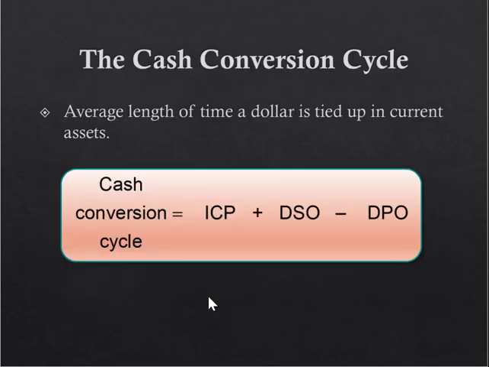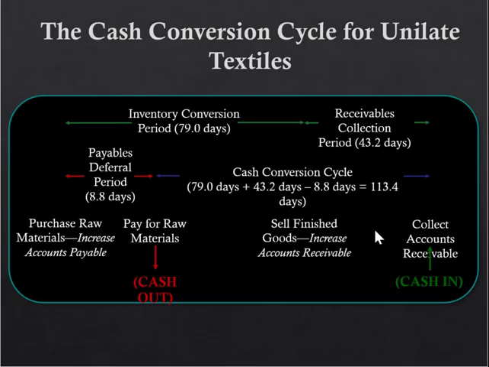The cash conversion cycle is the average length of time it takes a dollar to essentially hit your bank account, and how long it is tied up in current assets. So you've got your inventory conversion period plus your days sales outstanding minus the amount of time it takes for you to make a payment out. So let's look at Unilate.